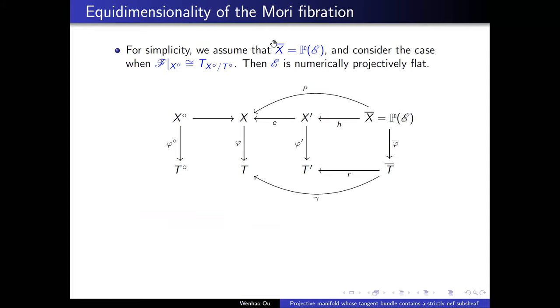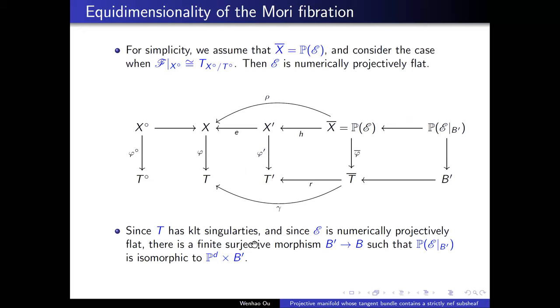So again, for simplicity, I assume that X bar over T bar is P(E). And we consider the case that it's a relative tangent case. So in this case, E is numerically projectively flat. So now, similarly as before, we restrict the family to B. But here we need to work a little bit more. So what we use is that since T is the base of the Mori fibration, it has klt singularities. Now, since E is numerically projectively flat, we will show that there is a finite morphism B prime over B such that this pullback projective bundle is trivial.